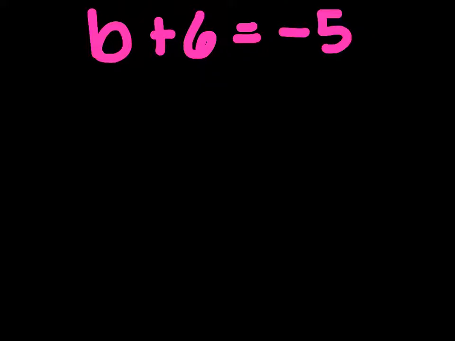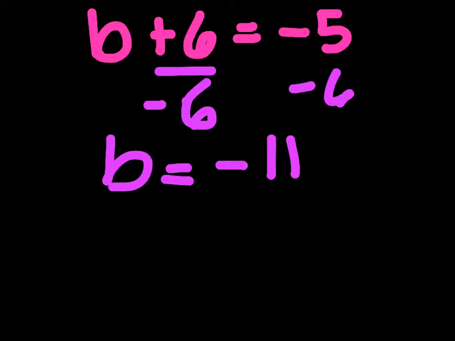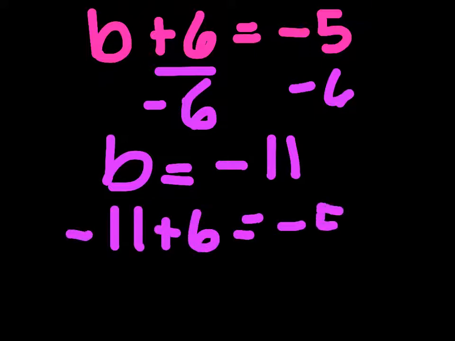Alright, so the first thing that we're going to do is we're going to look at our plus 6, because that's what we're going to be working with. We want to get the variable alone, so we have to do the inverse operations on this plus 6. So that means that we will subtract 6, because that's the opposite. Subtract 6, and now bring down our variable. B equals negative, because they're both negatives, 11. Okay? So now let's go back and check. So if we have negative 11 plus 6 equals negative 5, is that right? Yep, that's right. So let's just check.